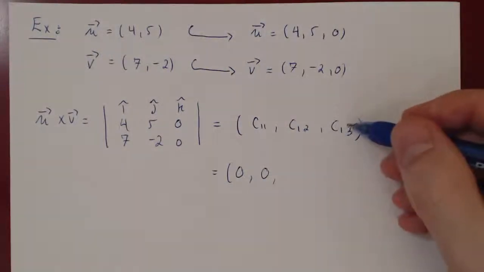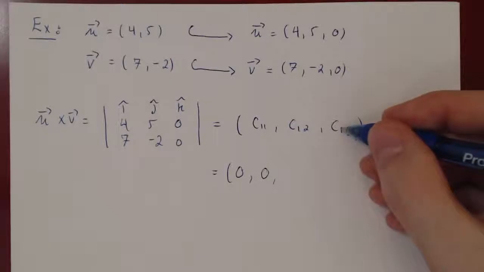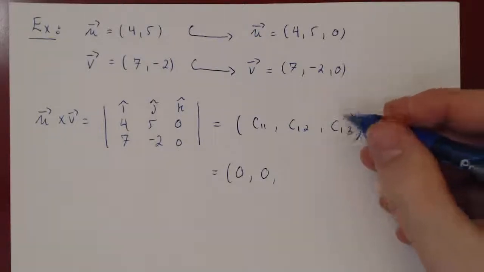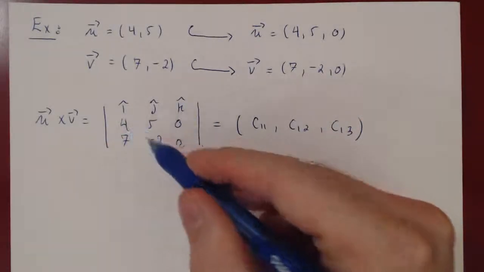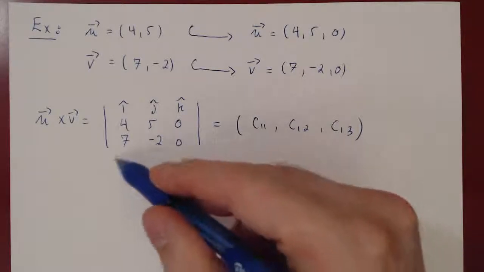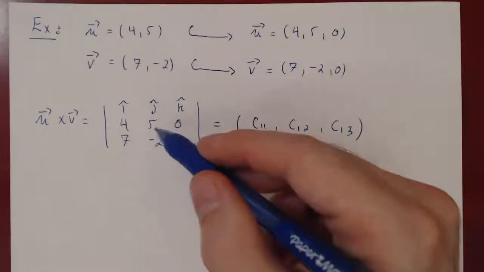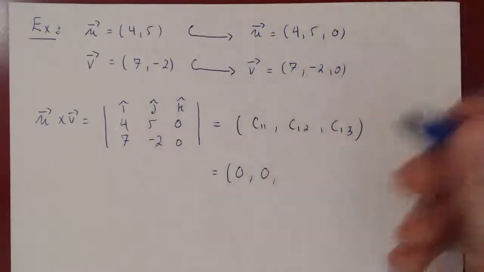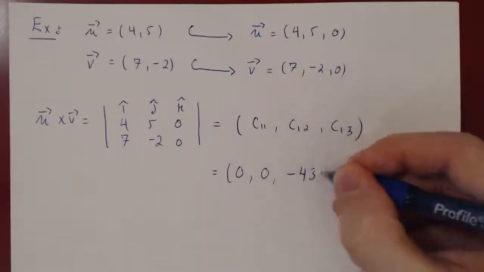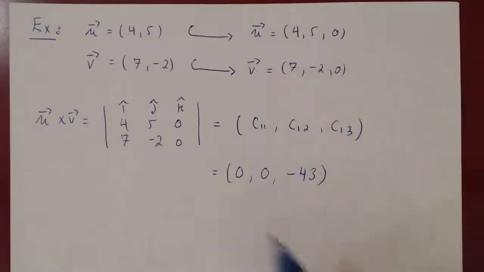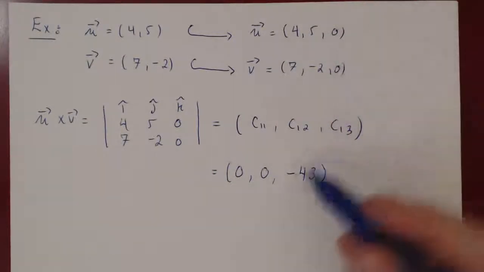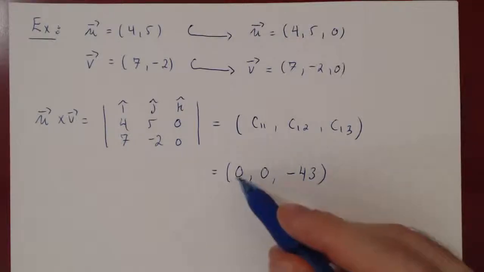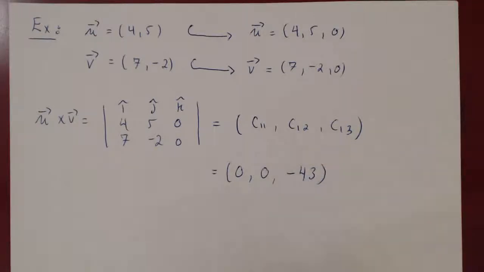And finally, C13: delete row 1, column 3, no negative sign, since 1 plus 3 is 4, which is even. Now you have 4 times negative 2, negative 8, minus 7 times 5, negative 35, so negative 35, negative 8, negative 43. And what you notice is, by crossing two vectors in the xy plane, in our case vectors with 0 z components, what you obtain is a vector that is perpendicular to the xy plane. It has a 0 x and y component, but a non-zero z component.